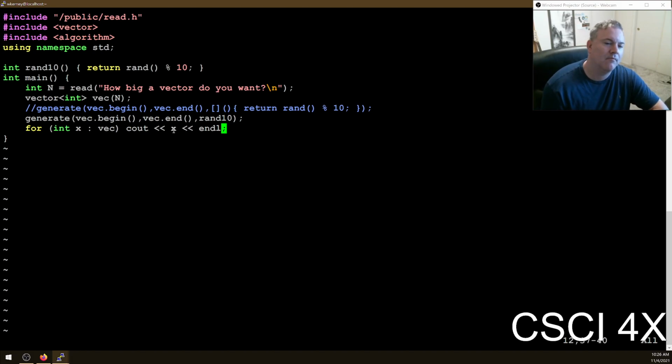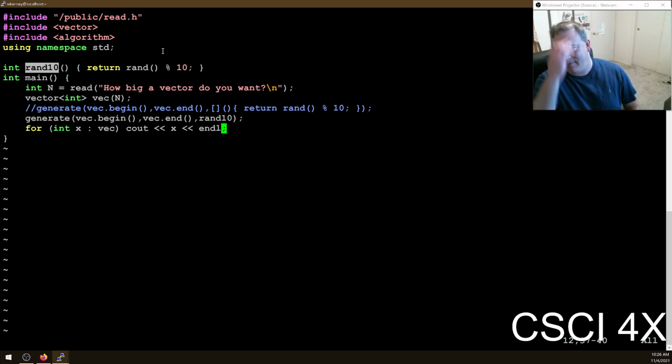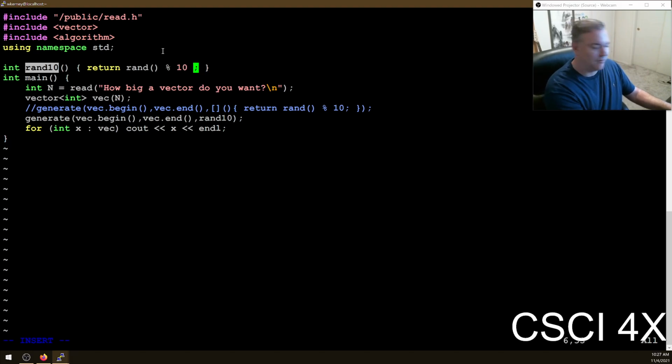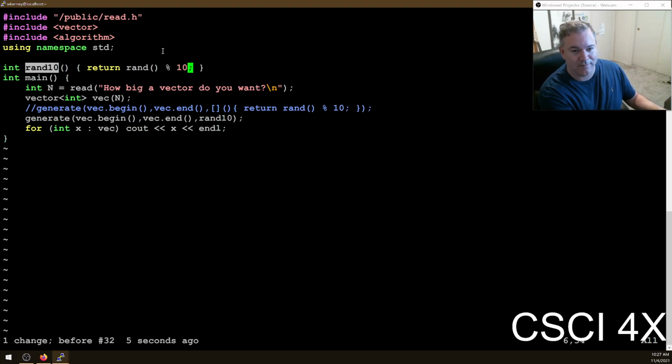Okay. However, now we have in global space a function called rand10. And so if we have a large project, that name is now taken up. We have a function that returns an int, takes no parameters, named rand10, and we can't use it again. And now maybe somebody in the future might want to do the numbers from 1 to 10, instead of from 0 to 9. And that would cause a bug.